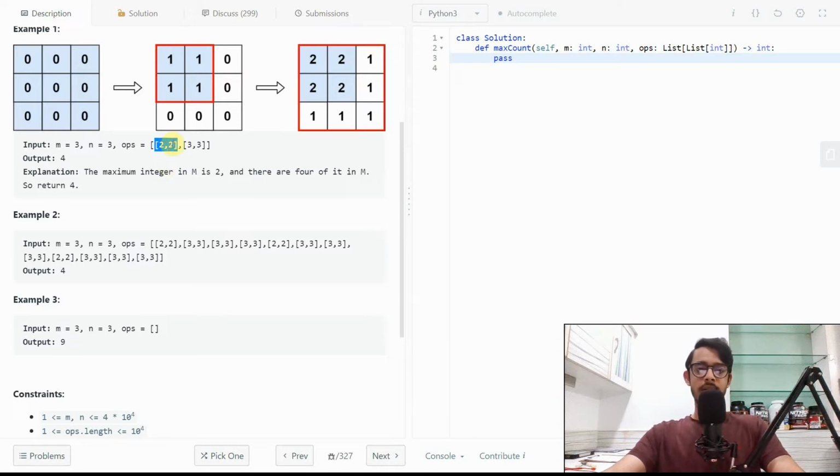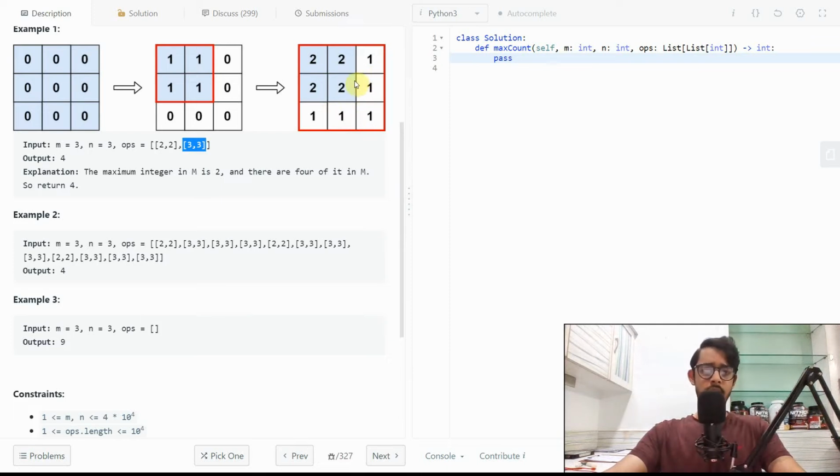Now the operation itself says that starting from 0, 0, ending at 2, 2, go ahead and increase everything covered in that box by 1. And so that is why you see 1s here and 0 remains as is, undisturbed. What if we have the operation 3, 3? In this case, what you're going to do here is start from 0, 0, end at 3, 3. Everything in the middle gets increased by 1.